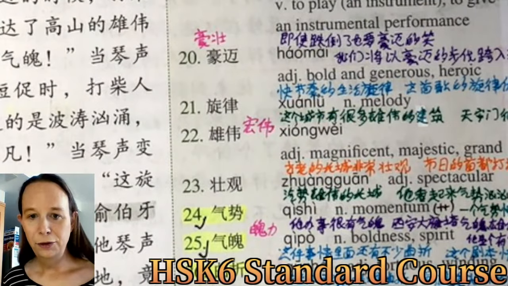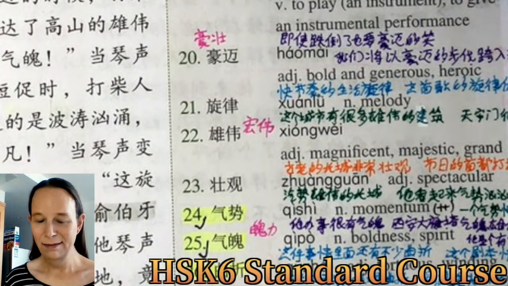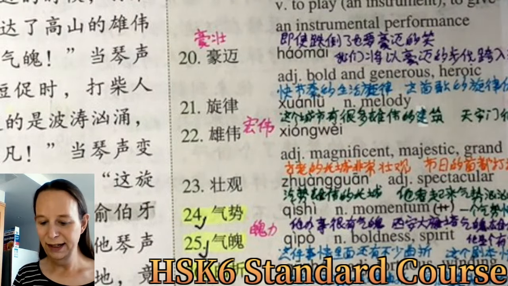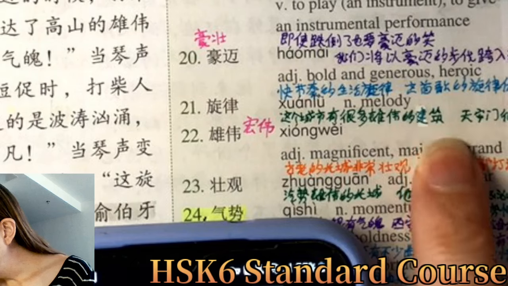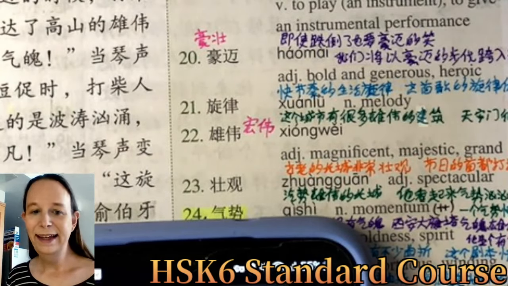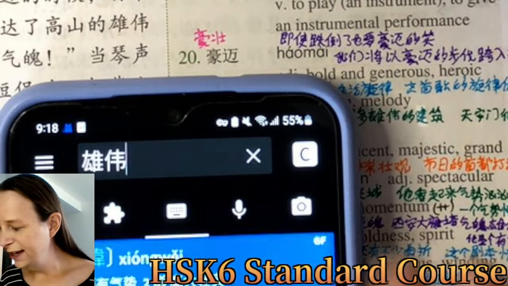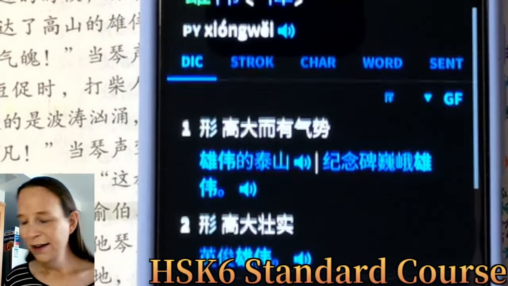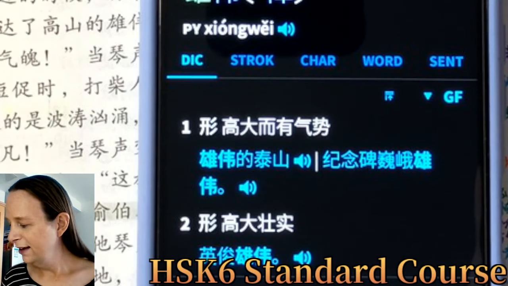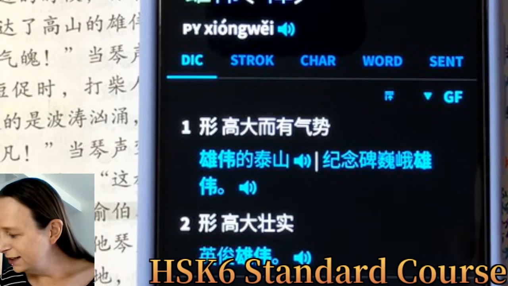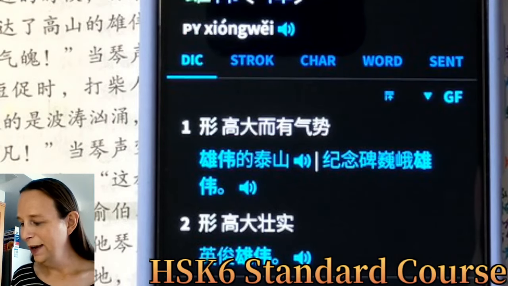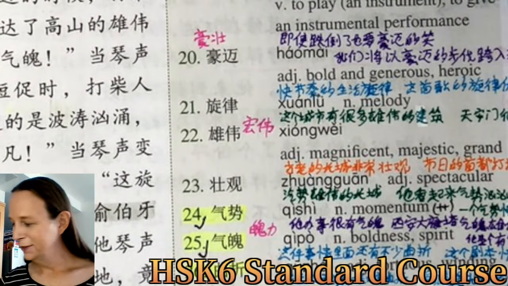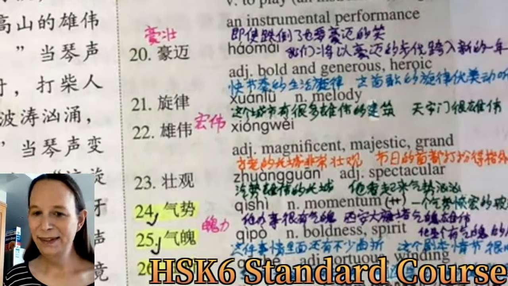Next, 雄伟. We talked about 雄伟 in the last video. Magnificent, majestic, grand. It's an adjective. We just need to pay attention to what it describes. 雄伟 describes buildings, like Tiananmen. I think most of the time it's some kind of architecture or scenery. 雄伟的泰山, Taishan, one of the famous mountains of China. 纪念碑. So it's big, imposing, grand, majestic, magnificent, like scenery, buildings, that sort of thing.